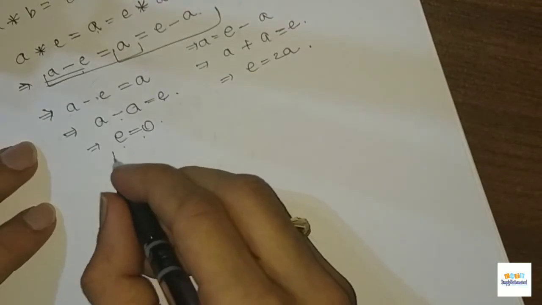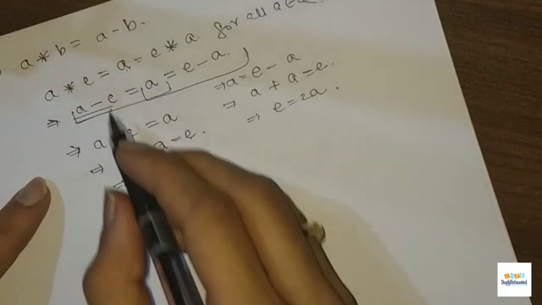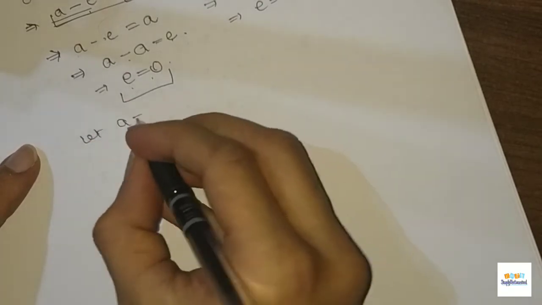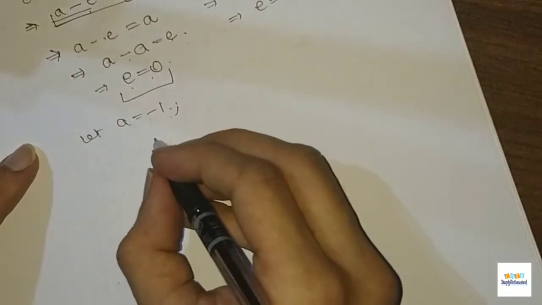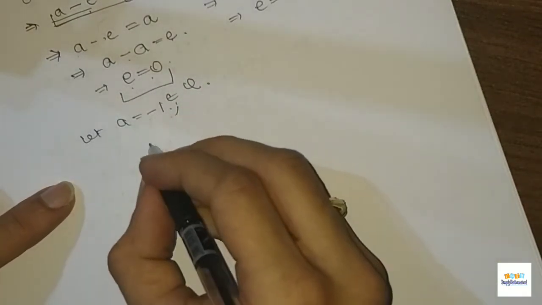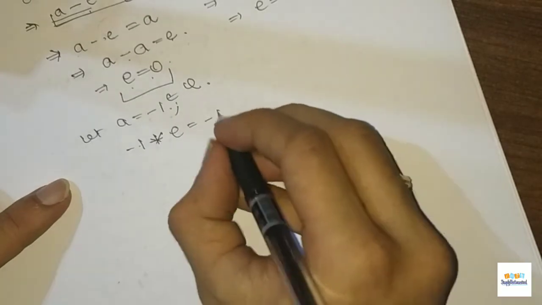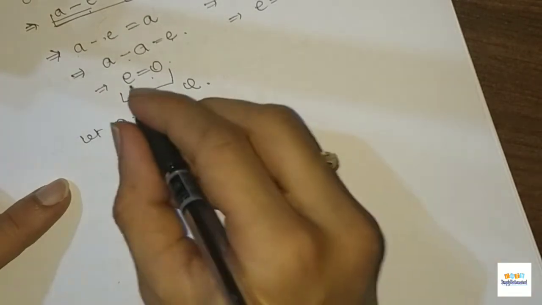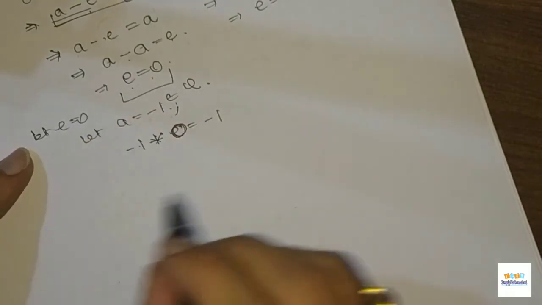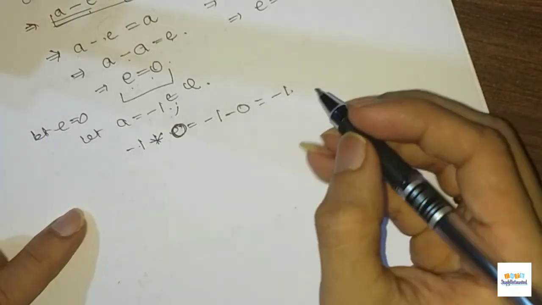Now if we take e equal to 0 as the identity for this operation, let us see what happens. Let us take a equal to -1, because -1 is also a rational number, right? So let us take -1 star e. That is nothing but -1 star 0, since we have taken e equal to 0. So -1 star 0 is -1 minus 0, which is -1, right?